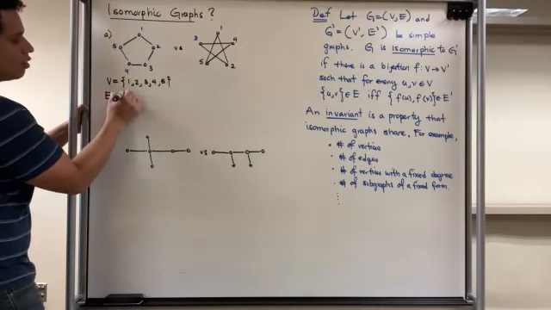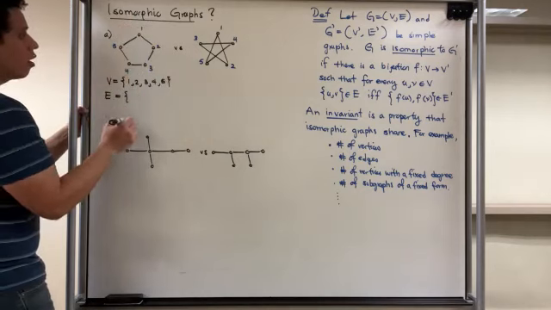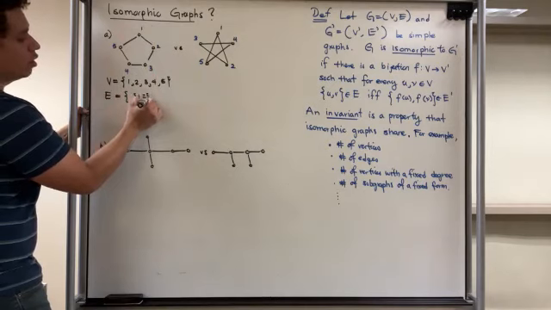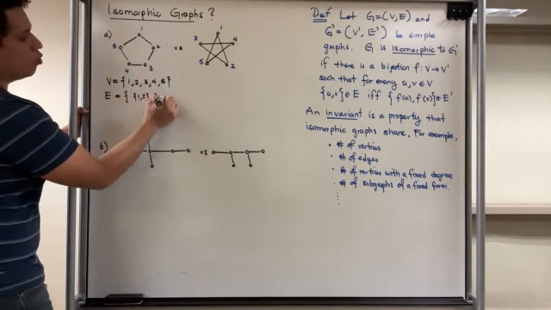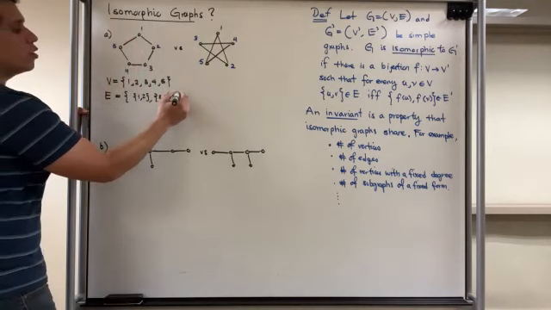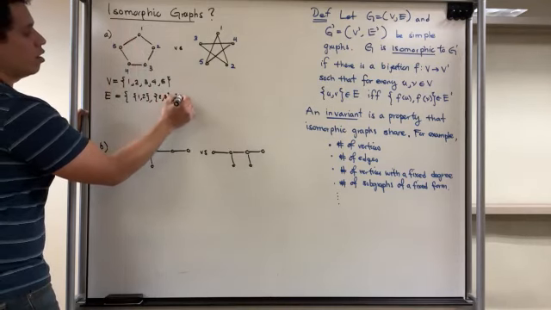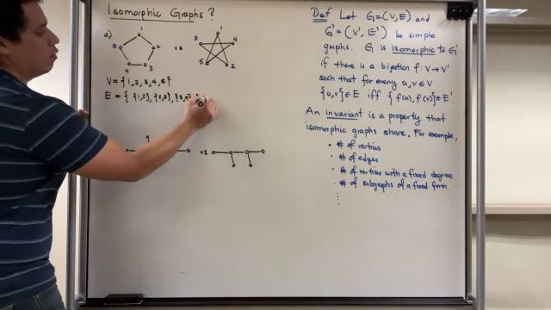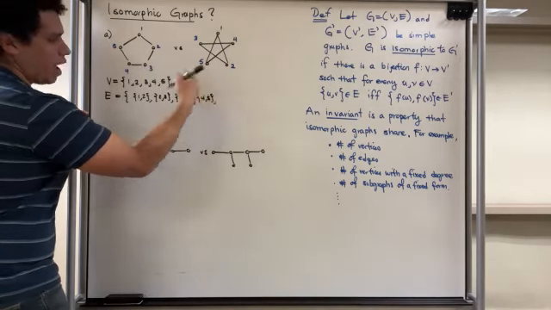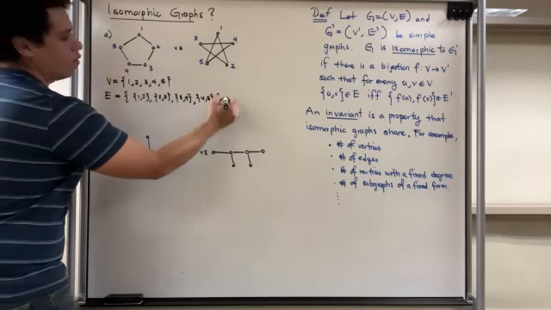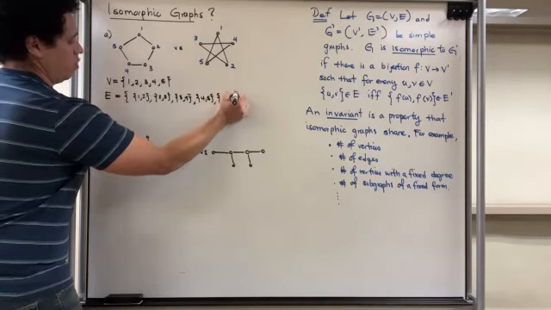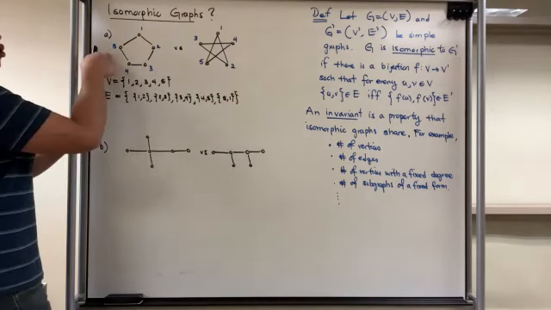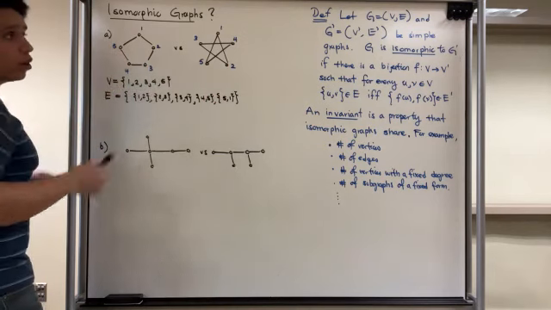And the set of edges, well, let's see, there is 1 and 2, that's one edge. There's also 2 with 3. There is also 3 with 4. There is also 4 with 5. And we also have 5 with 1. Okay, so with these two components in here, we construct this graph. That's the information that we get.